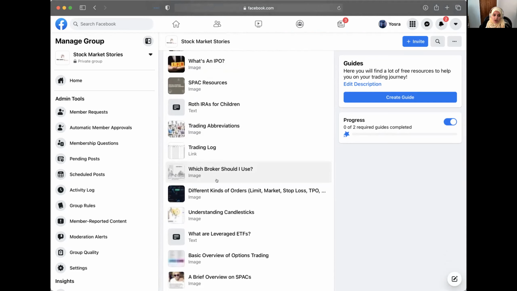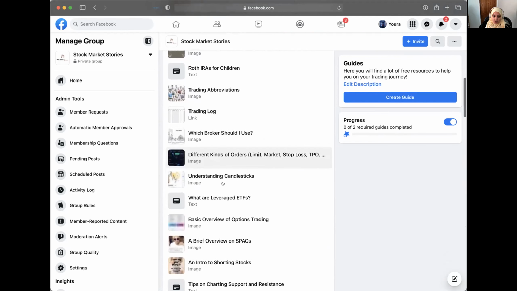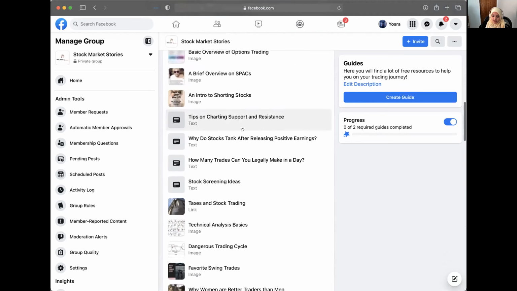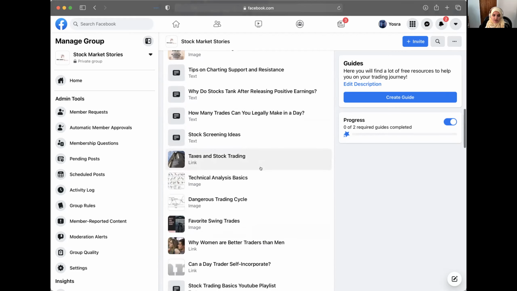You'll find referral links here. There's the different kinds of orders, and we go through all of those in this post. So there's a lot of information here. We have a lot of taxes resources as well. So just make sure you're looking at the guides because they're very, very helpful.